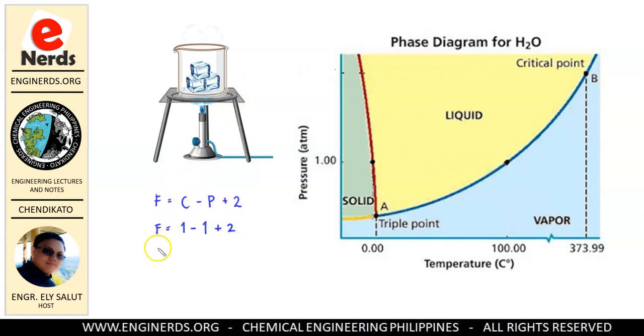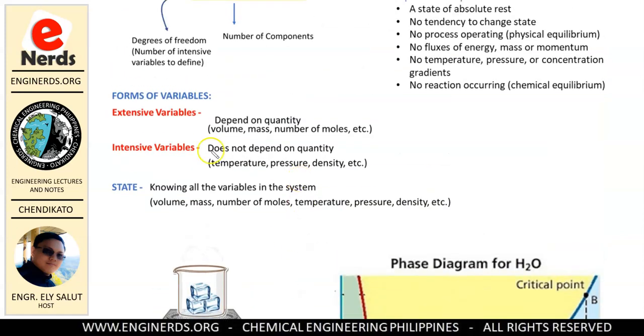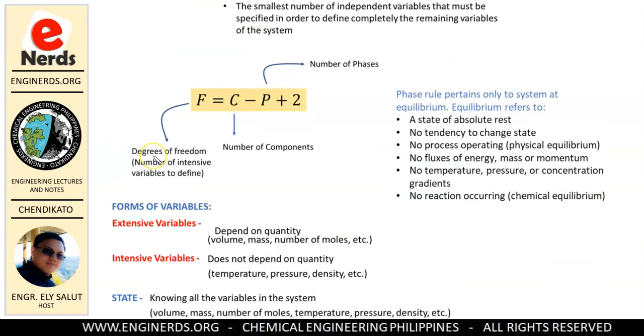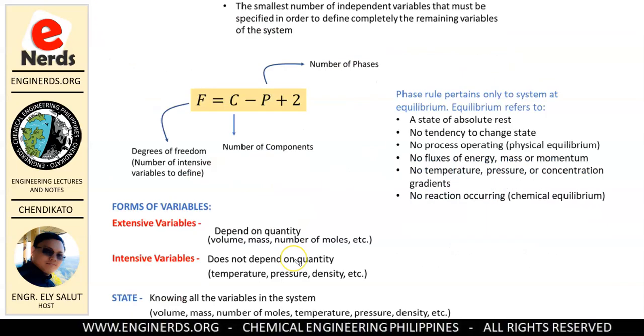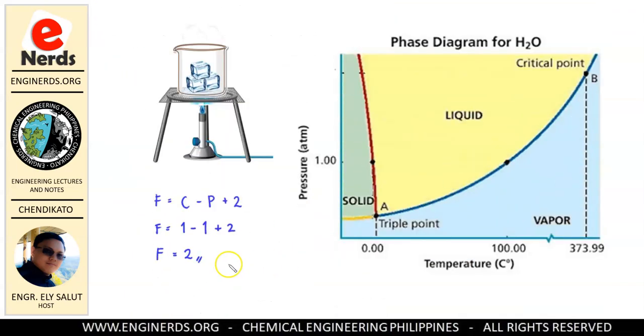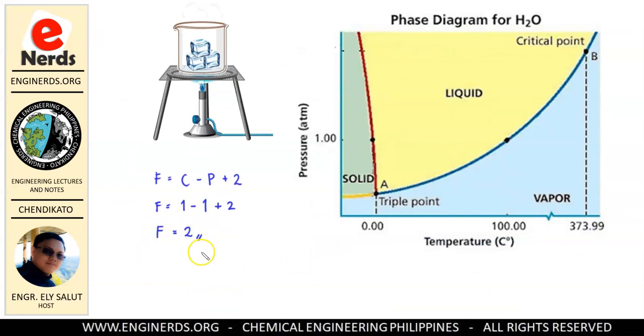Okay, so let us solve for the degrees of freedom F. So, 1 minus 1 is 0 plus 2. Therefore, our degrees of freedom is equal to 2. So, what does it mean? Para ma-identify natin yung state ng ating ice, we need to have two intensive variables. Diba? Yan ang definition natin. It's the number of intensive variables that must be defined to determine the state of the system. So, sabi dito, we need two intensive variables para ma-identify natin yung state ng ating ice.